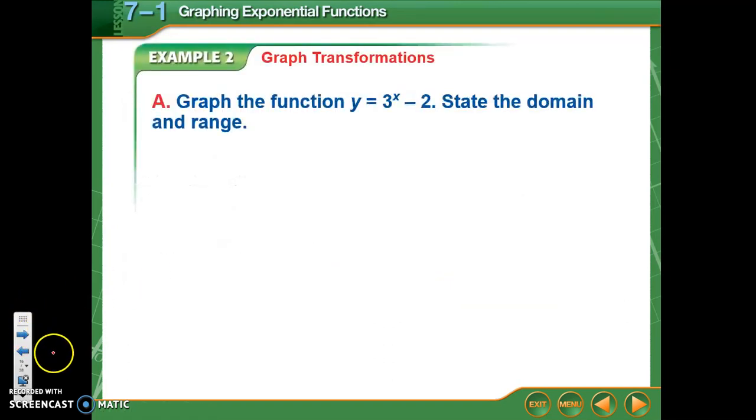So let's take a look at this graph transformation: 3 to the x minus 2. First of all, I notice that I'm subtracting a 2 outside of my exponent.